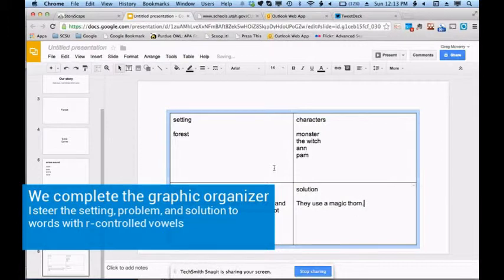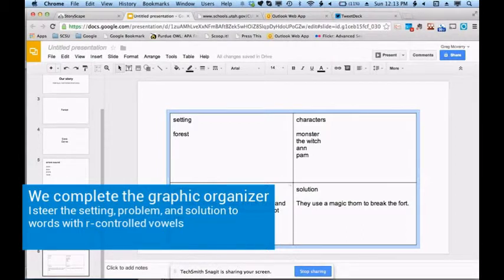I think we're ready to tell our story. Yep. We have it planned out. So what did we do first? That's your setting. Where's your setting? In the forest. And who are our characters? Anne, Pam, the witch, and the monster. And what's the problem? They have to get out of a fort they cannot see. Yes. And what's the word that means you cannot see something? Invisible. Let's go work on our story.